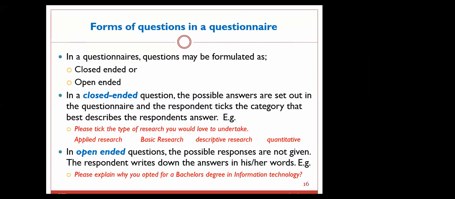Then forms of questions in a questionnaire. So there are 2 types of questions you may have. They could be closed-ended or open-ended. In a closed-ended question, the possible answers are set out in the questionnaire, and the respondent ticks the category that best describes the answer. For example, please tick the type of research you'd love to undertake. Applied, basic, descriptive, quantitative, the person ticks.